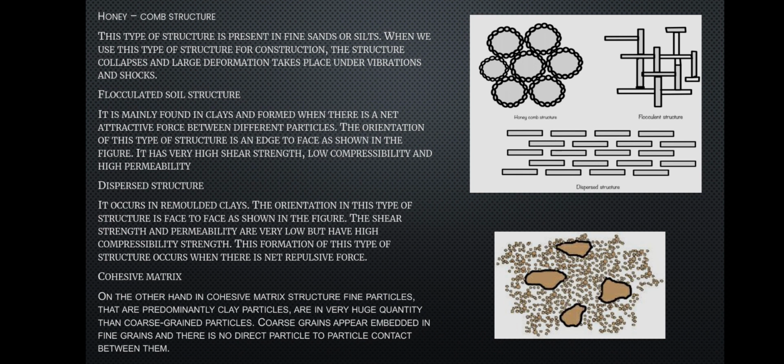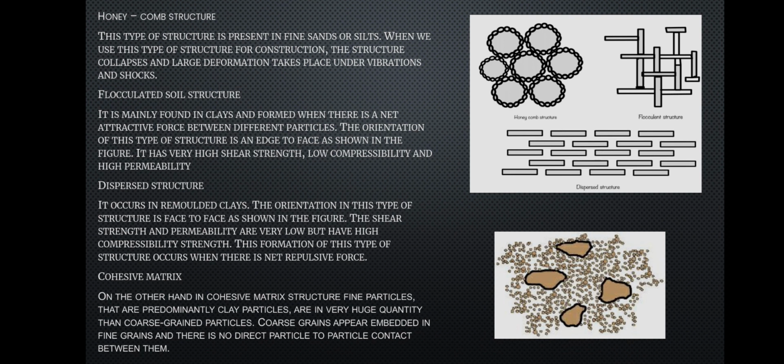In case of flocculated, we said when there is an attractive force between the particles, flocculated structure will be formed. Then in case of dispersed, there is a net repulsive force between the particles. Repulsive means move away from each other. So when the particles move away from each other, this type of structure is formed. They occur in remolded clays, and in the figure it is clear that the structure is given in face-to-face orientation. The last one is cohesive matrix.